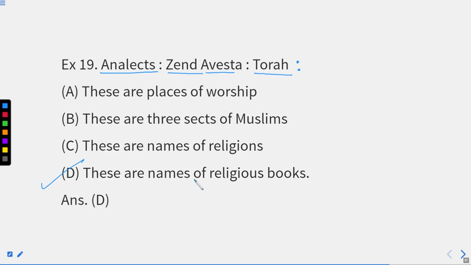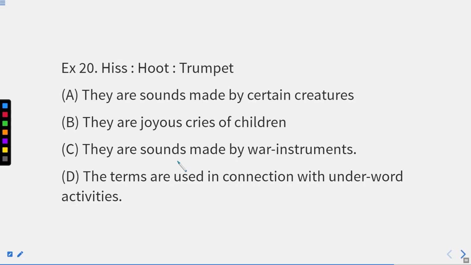So for that, what you can do is just remember this question. You can remember these words as well, because maybe some students have never heard of all these words. But again, these are the what? Religious books. Names of religious books. Right. Now, question number 20.